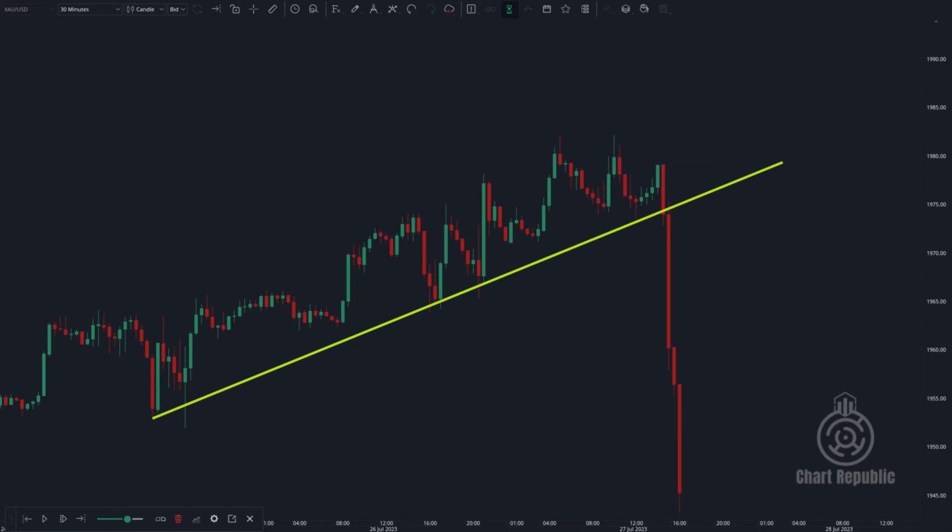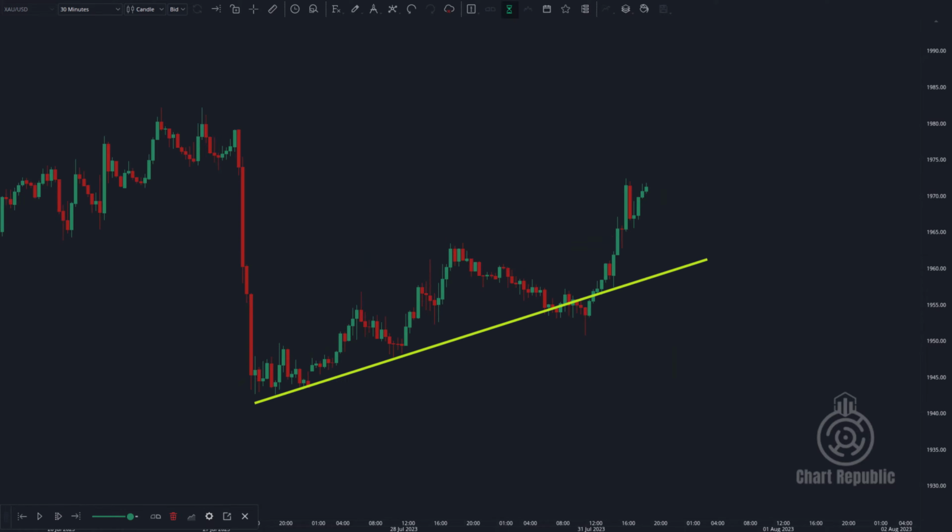Trend lines can be manipulated, and from what I've seen, this happens quite often. Sometimes these trend lines appear to break on one side, but after a brief pause, the price action reverses its course and continues following the trajectory of the previous trend line.